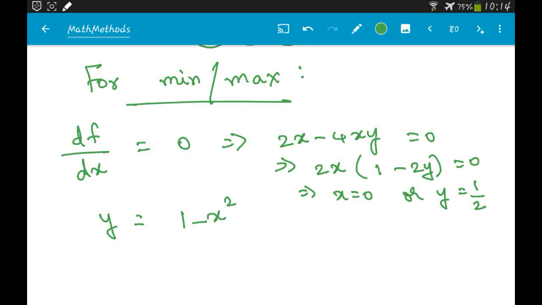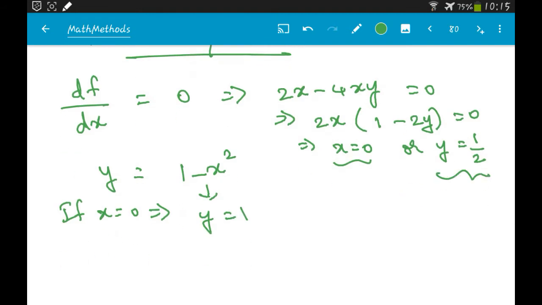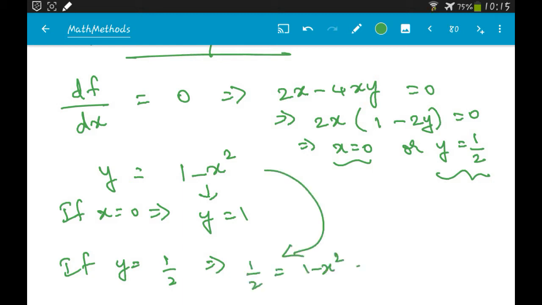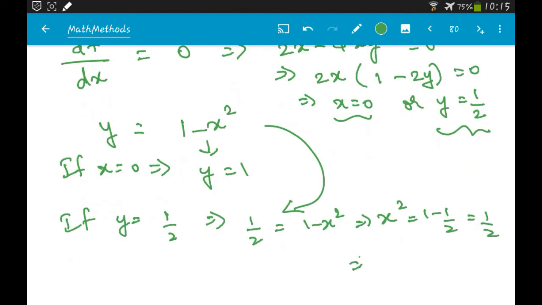Right? So from this and now from this equation we can substitute these values here. So if x is 0, then from this equation we will get y is 1, and then here we have y half. So if y is half, then again use this equation. So half is equal to 1 minus x square. So x square is equal to 1 minus half, which is half. So x will be plus or minus 1 by root 2.